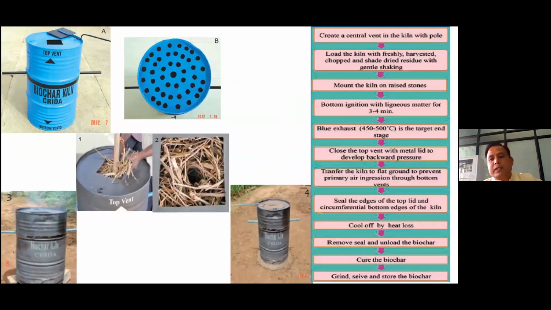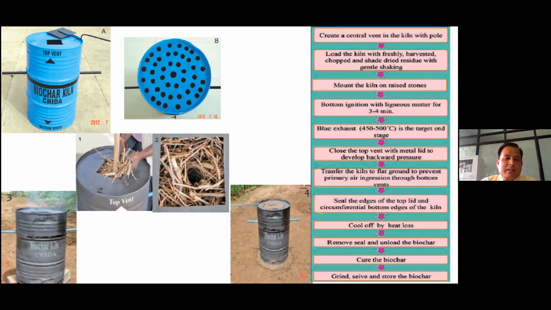And CRIDA has developed a very simple, farmer-friendly technique. You see, we have to take a drum here. The upper part has a lid, and the bottom part is perforated. We have to create a chimney in the center, and we have to add the organic material. After filling this, we can put this assembly on some stones and just light it.